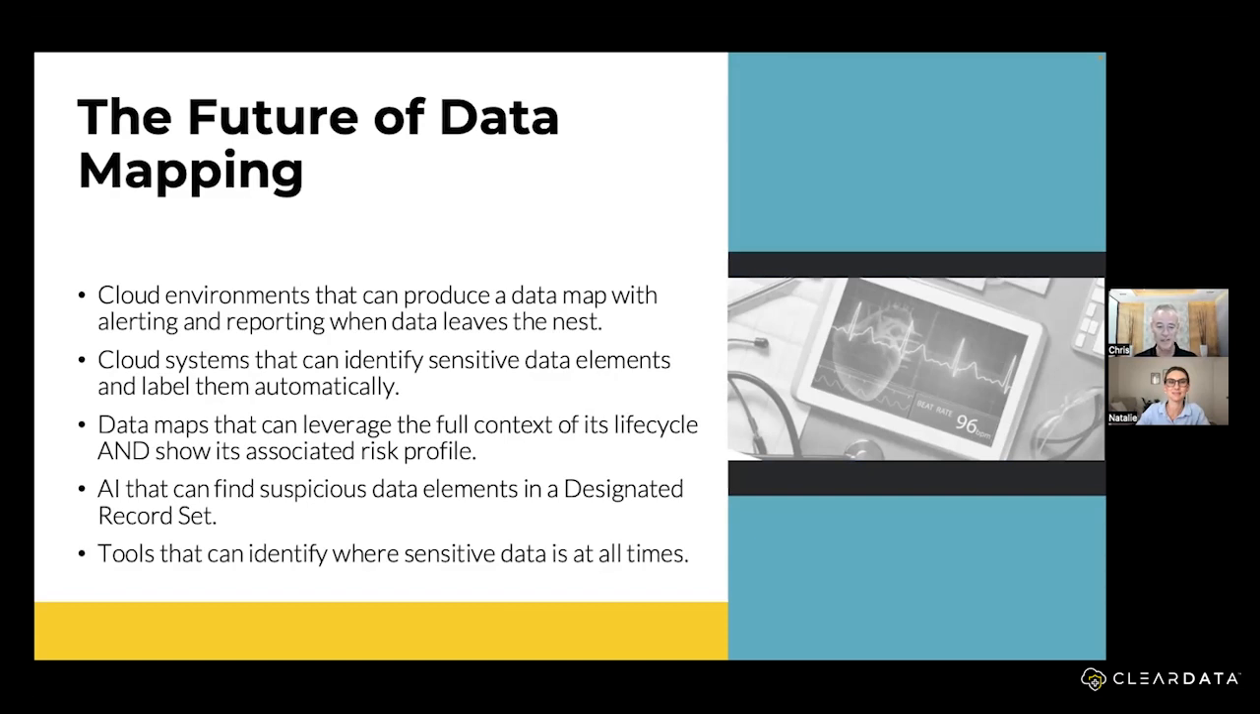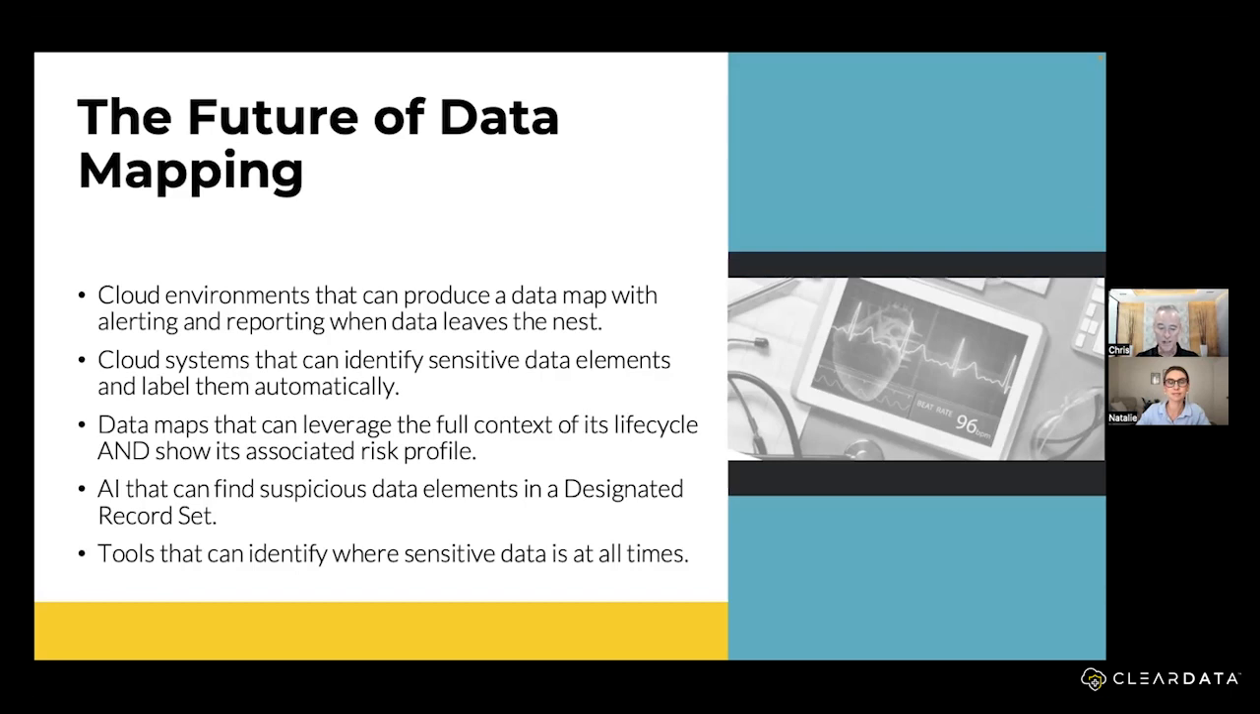I would love to see cloud environments that can produce these data maps with reporting, with alerting, whenever that data has left the nest, if you will, in a way that shouldn't have. I would love to see cloud systems that can identify sensitive data elements. We talked about those identifiers. It would be great if we could just label those things automatically so that we could continue to protect them.